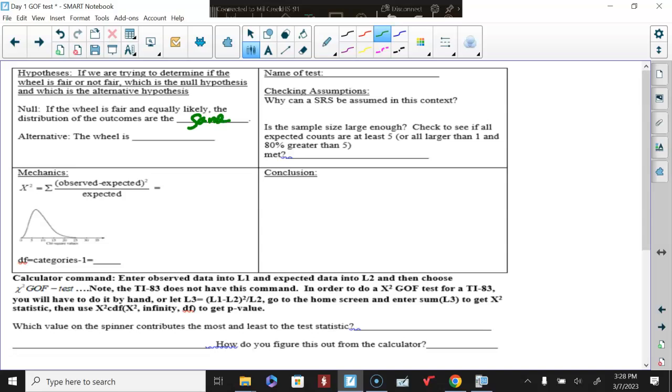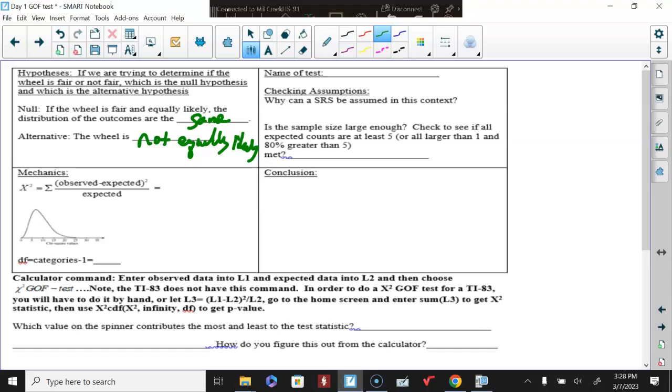Now, the alternative is the opposite. So we want to see if we have evidence to say that the wheel is not fair or not equally likely. All right, so we've got our hypotheses. We write them as a sentence.